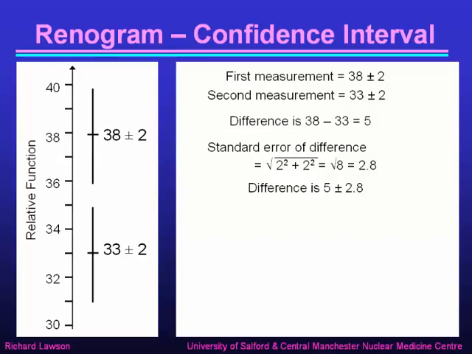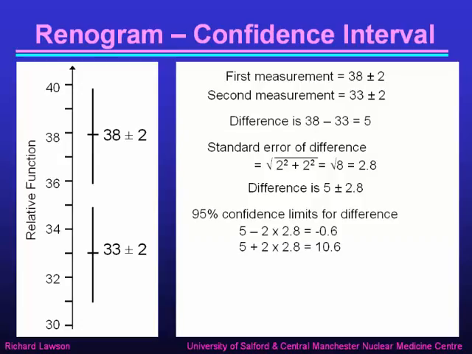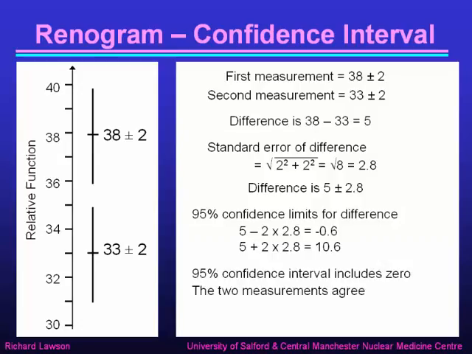Remember, the 2.8 is the standard error, and we want to know the 95% confidence limits, which are twice the standard error. So 2 times 2.8 is 5.6. 5 minus 5.6 is minus 0.6. 5 plus 5.6 is 10.6. So the 95% confidence interval goes from minus 0.6 up to 10.6, and that does include 0. So those two measurements are quite compatible.